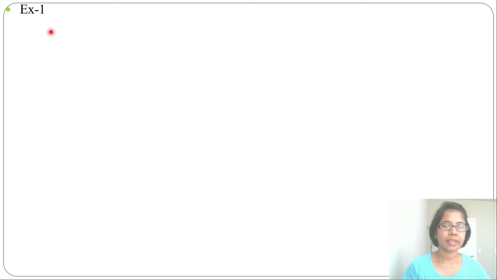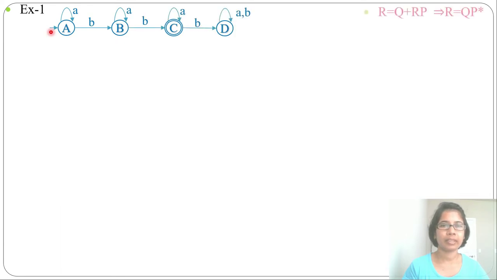Hi, in the previous lecture I discussed Arden's theorem, the theory part. Now we'll discuss Arden's theorem with an example. Here I'll convert a finite automata to a regular expression. First I'll write the equation for all states, then I'll find the regular expression.